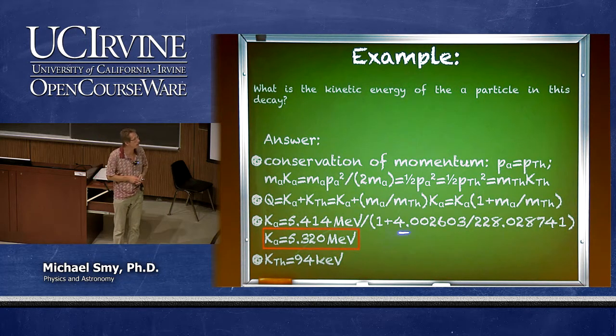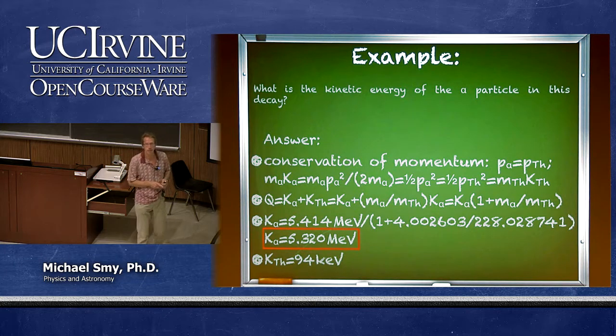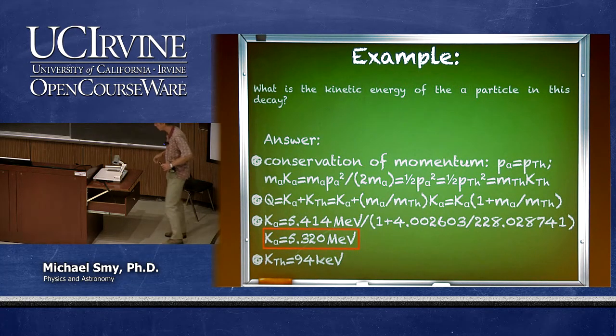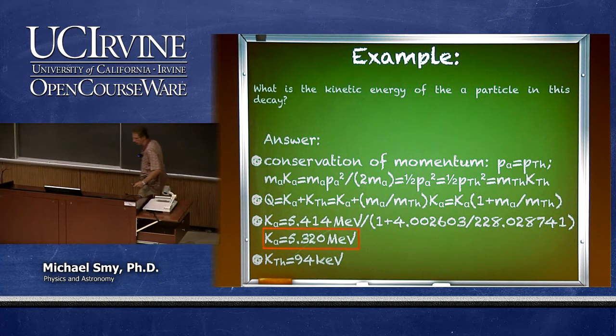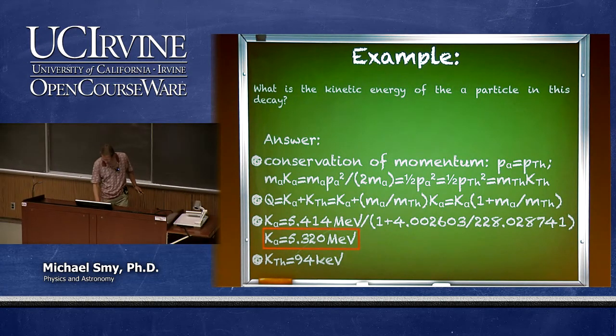And the reason for that is that the thorium is so much heavier than the alpha particle. In the limiting case that the thorium is infinitely heavy, then it would receive no kinetic energy at all, and all the kinetic energy would go into the alpha. So in this case, the kinetic energy of the thorium is 94 keV out of 5.414 MeV.